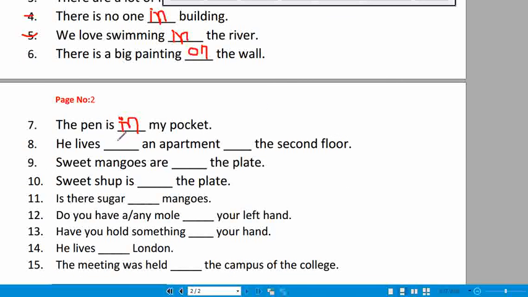Question number 8. He lives dash an apartment dash the second floor. Here the apartment is closed, so enclosed by. He lives in an apartment and on the second floor. When the floor is said, that means on the floor, the surface. Here the second floor means the surface of the second floor.